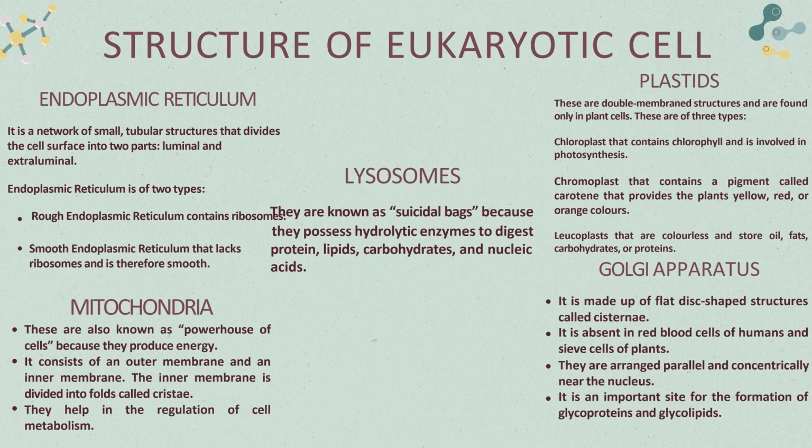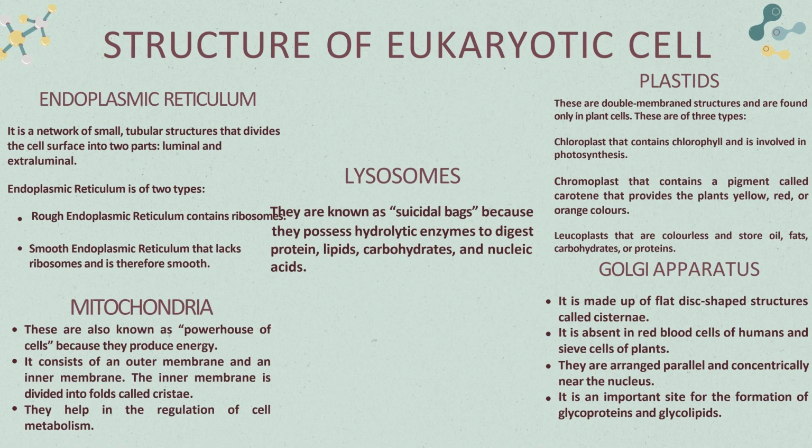They are known as suicidal bags because they possess hydrolytic enzymes to digest protein, lipids, carbohydrates, and nucleic acids. Next is the plastids. These are double membrane structures and are found only in plant cells. These are of three types. The chloroplast that contains chlorophyll and is involved in photosynthesis. Next is the chromoplast that contains a pigment called keratin that provides the plants yellow, red, or orange colors. Leucoplasts that are colorless and store oil, fats, carbohydrates, or proteins.